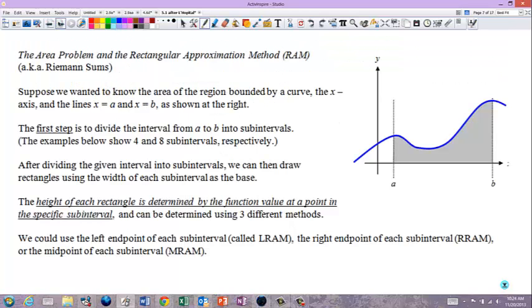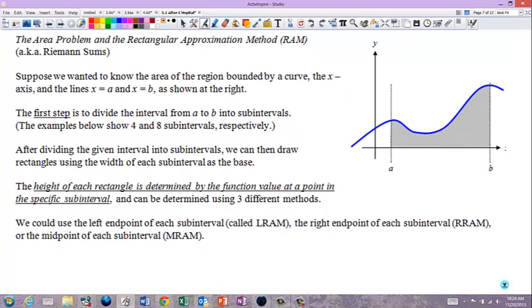Underneath what you just had, that big huge paragraph, if you want to read that, that's fine. It's not going to make a whole lot of sense right now, so I skipped it, and we're here. It says, the area problem and the rectangular approximation method, called RAM, aka Riemann sums. So suppose we wanted to know the region bounded by a curve, the x-axis, and the lines x equals a and x equals b shown at the right.